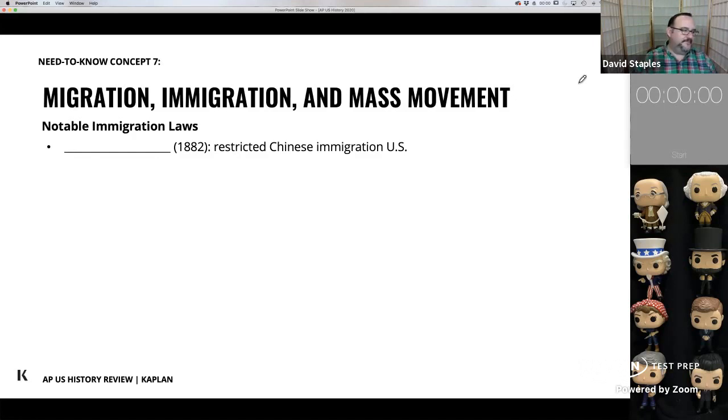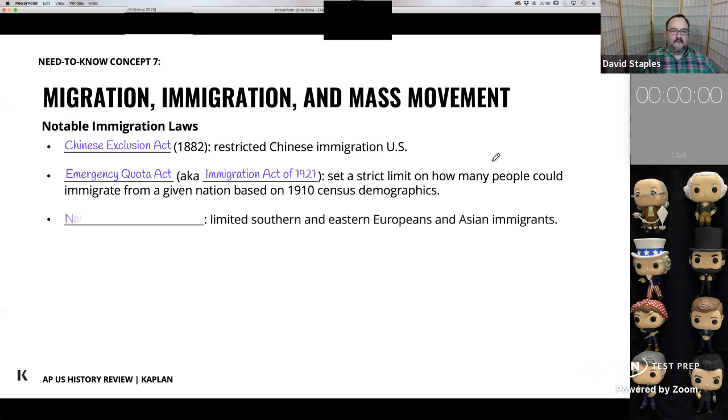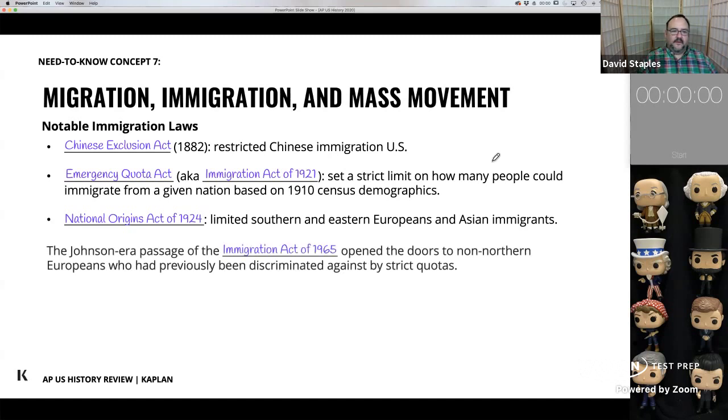Moving on. So, notable immigration laws. Here come some of the immigration laws we're referring to. In 1882, the Chinese Exclusion Act restricted Chinese immigration into the US. The Emergency Quota Act and the Immigration Act of 1921 set a strict limit on how many people could come from a given nation. The National Origins Act of 1924 was limiting Southern and Eastern Europeans.